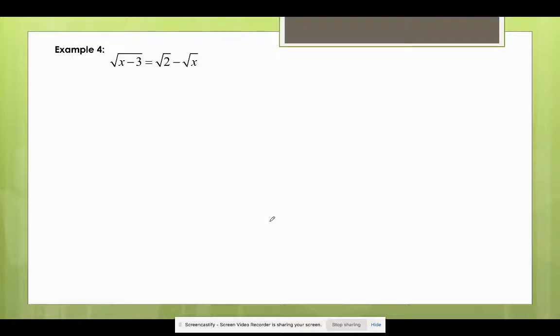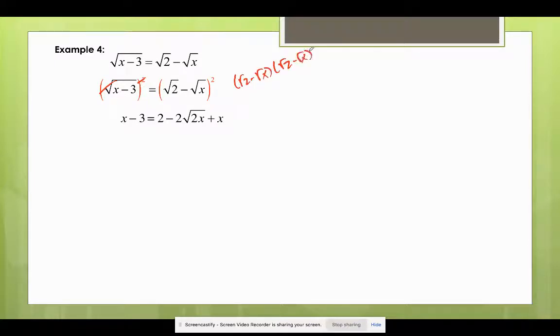All right, here's a good one. Let's take a look. We have radicals isolated, 1 on the left, 2 on the right. So from here, we're going to square both sides. Okay? On the left-hand side, that's nice and easy. Square root of something squared is just x minus 3. On the right here, though, you notice we have the square root of 2 minus the square root of x squared means we have to FOIL this whole thing.